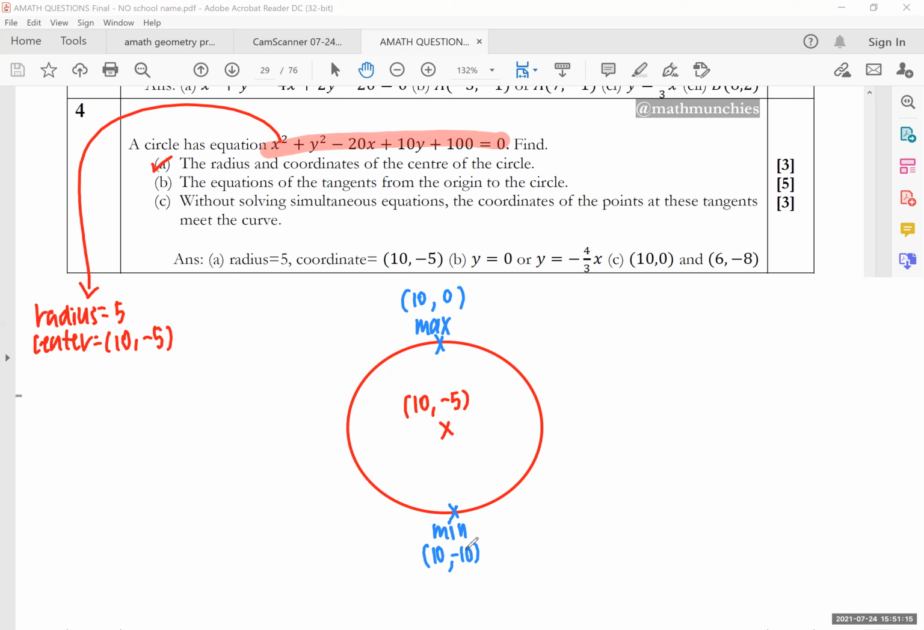The extreme. YC, we cannot hear you. You said extreme? The extreme left is (10, -5). Wait, no, (5, -5). Yes, (5, -5). And Qiyan, the last one is yours. (15, -5).